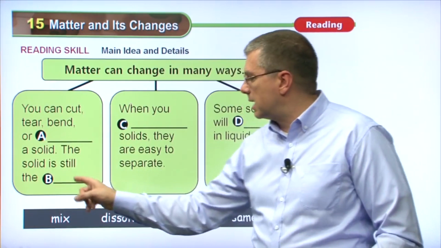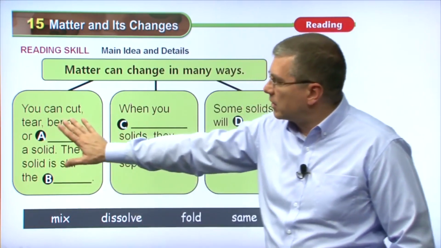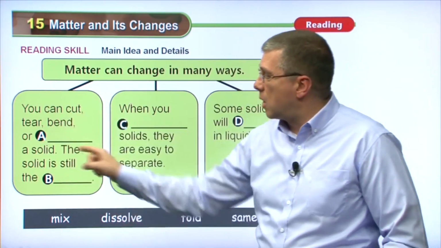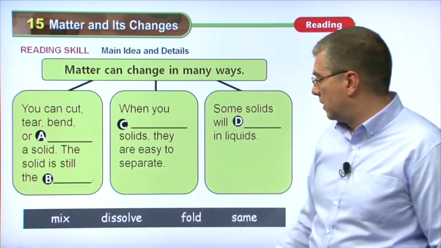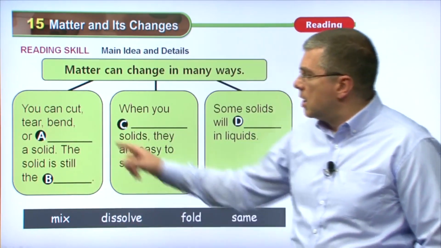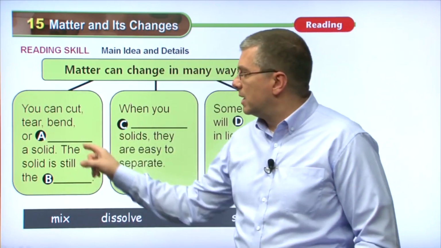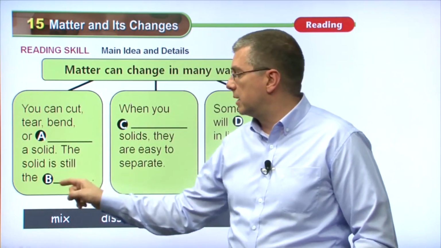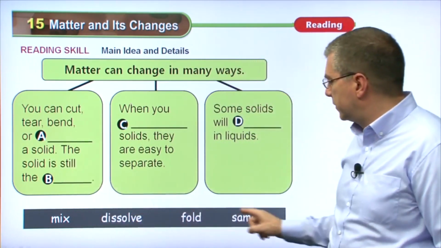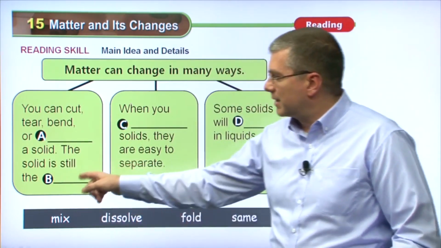The solid is still the blank. Okay, so we have to combine these two actually. We can't just go on the first sentence because you can mix a solid, you can dissolve a solid, you can fold a solid. We're not sure which one goes in here, we need to read the second sentence. The second sentence is the solid is still the blank: mix, dissolve, fold, same. Same is the only word that makes sense here.